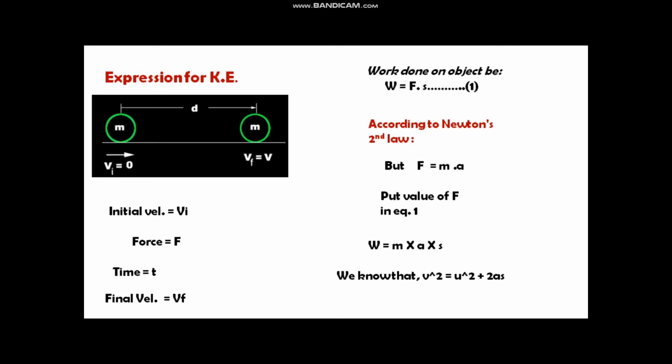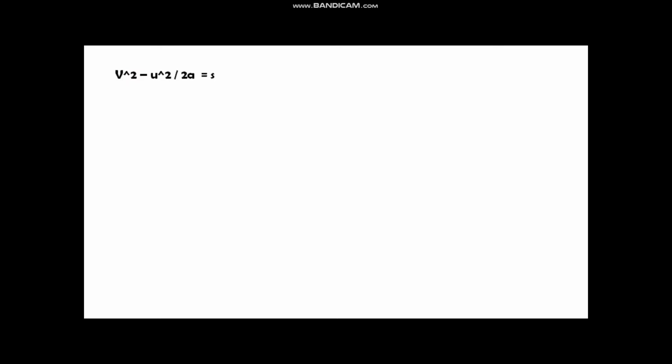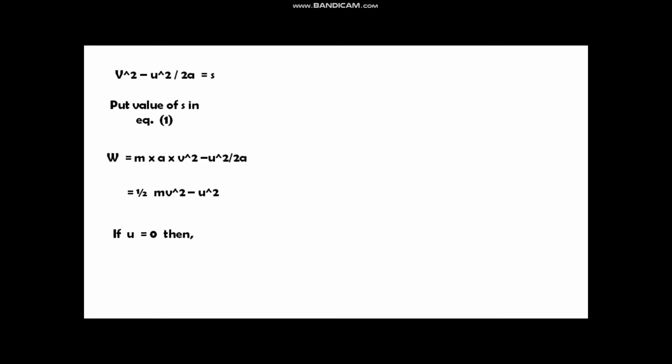We know that v square is equal to u square plus twice a S. Expressing the value in terms of S and putting it in equation 1, it becomes W is equal to m into a into (v square minus u square) upon twice a. And it will become half m (v square minus u square). But as you know, if the initial velocity is 0, then the equation becomes half m v square.